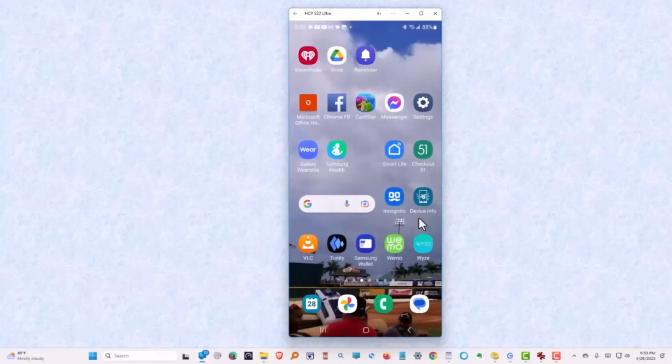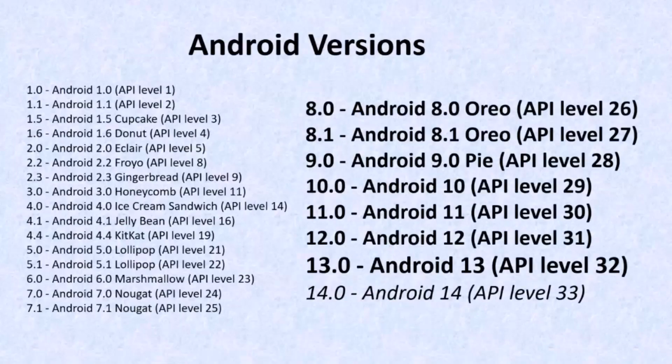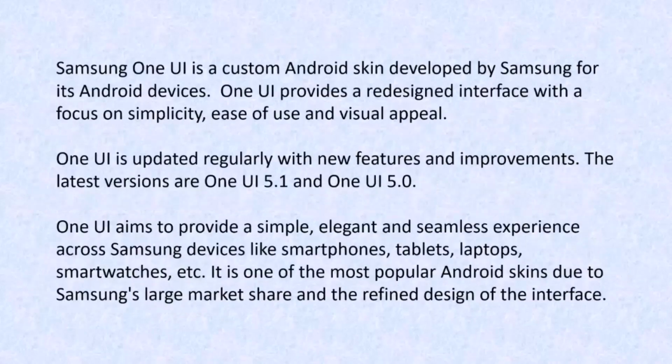So that's Device Info. Here are the versions of Android, remembering that you will not find any of this applicable to your iPhone, as it wouldn't have Android on it. The latest version of Android, as I said earlier, is 13.0, and 14 will be out later this year. Samsung One UI is a custom Android skin developed by Samsung for its Android devices.